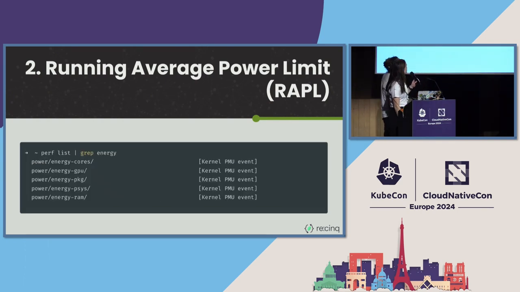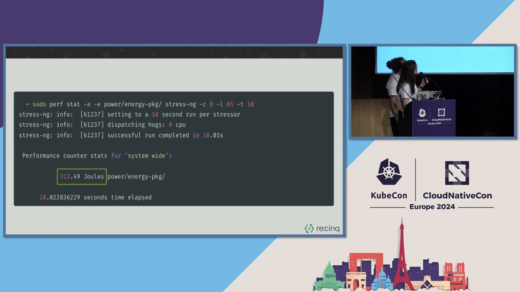And so as you can see, these are some of the domains that you can measure. And we're going to do a little measurement of my laptop. And we'll focus on the energy package domain, because that is the energy consumption of the entire socket. So pretty much the cores, the GPU, and the on-core components like the L3 cache and the memory controller. So it's as similar to measuring the whole system as you can get. So I ran this on my laptop the other day and used stress-ng to force a load of 85% over 10 seconds of time. And as you can see, it reported 313.49 joules of energy being used.